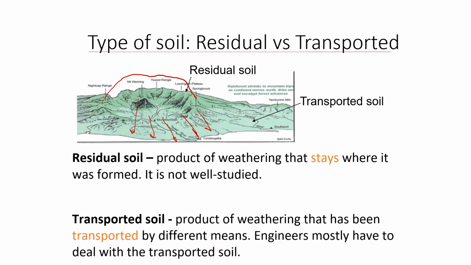However, some material was weathered, but it still remains where it was before. So this is what we call residual soil. This is something that stays where it was formed. Opposite to it are the material that was transported to different parts of the Gold Coast, either by rivers, rainfalls, or wind. So all this material is called transported soil.